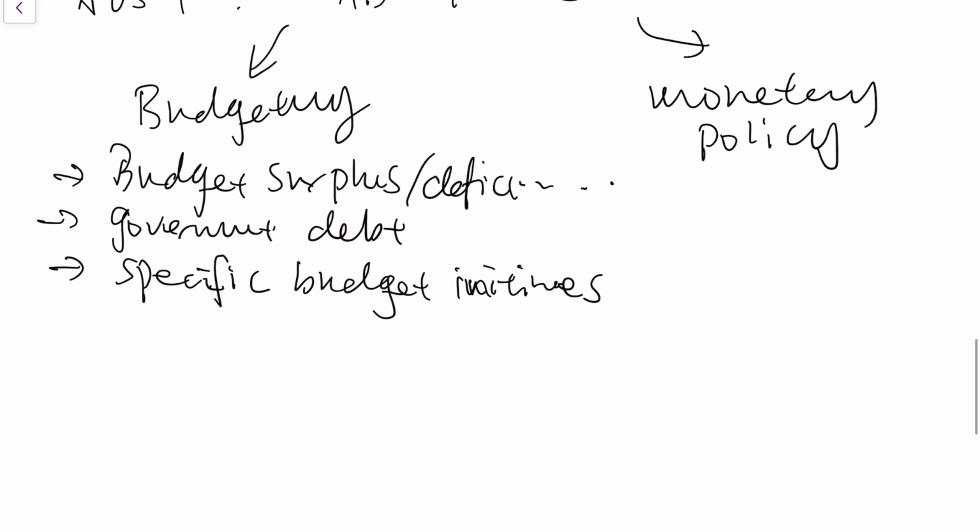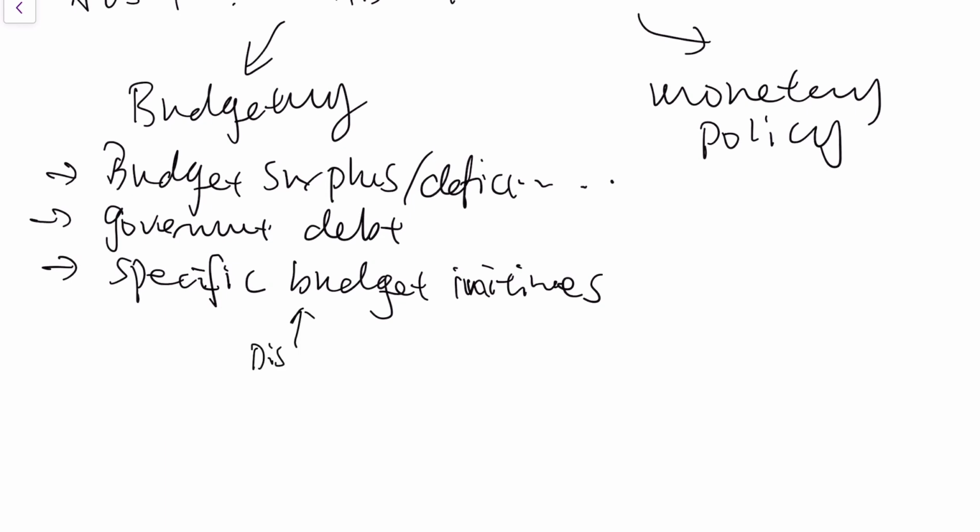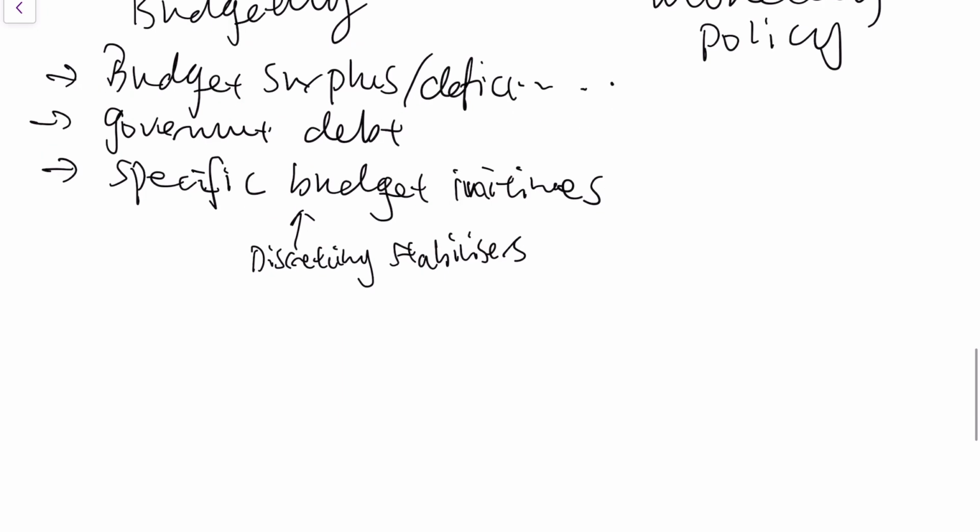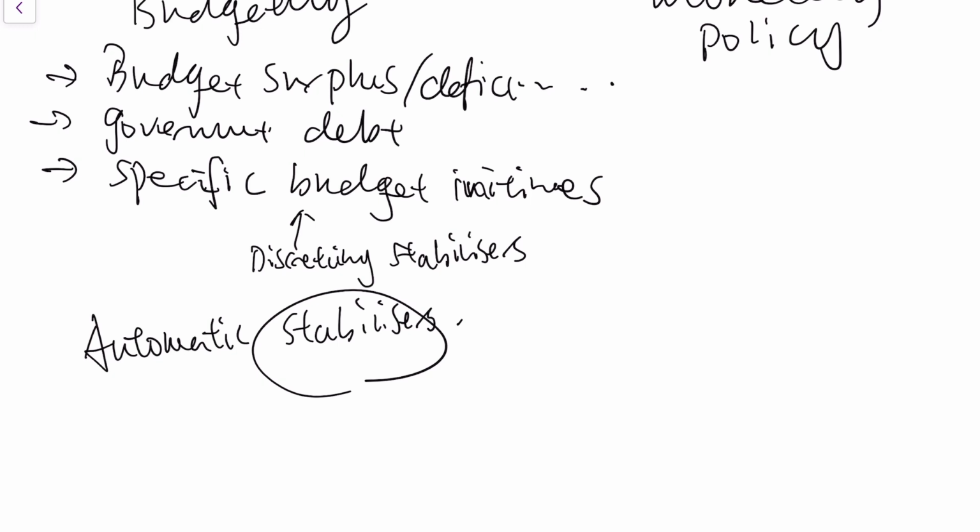So also we have discretionary stabilizers. Many fancy names. We also have automatic stabilizers. So why do we call them stabilizers? Because the goal of monetary policy is to make the economy stable. So we have sustainable growth, not too fast, not too slow. So that's why we call them stabilizers.